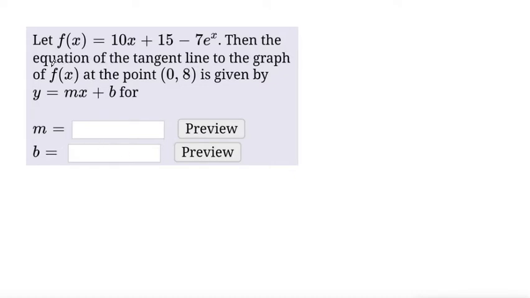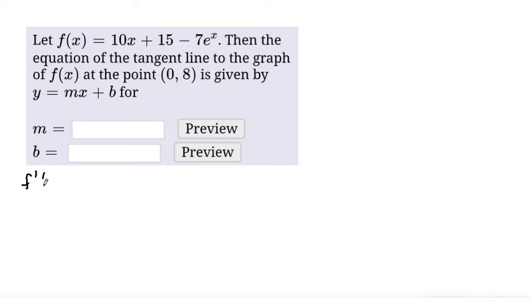So if we're trying to find the equation of the tangent line, the idea is that the slope of the tangent line is given by the derivative when we plug in our point into that derivative. So our first step would be to find the derivative of this equation and then plug our point in, and that'll give us our slope.